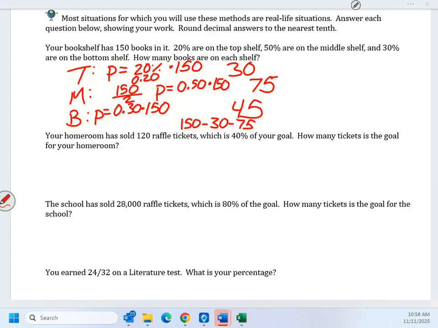Your homeroom has sold 120 raffle tickets, which is 40% of your goal. How many tickets is the goal for your homeroom? What would my equation look like for this? So let's look to see. We know we have 120 raffle tickets, we have a 40%, and how many tickets is the goal? So what's my part, what's my percent, and what's my whole? That's the first question we have to ask. What's the part? Henry? 120. Yeah.